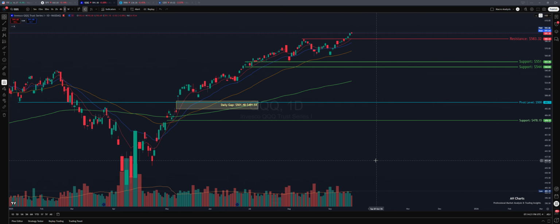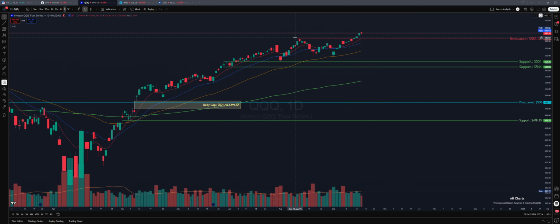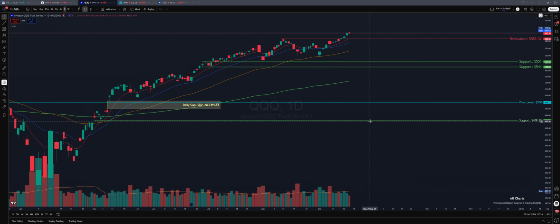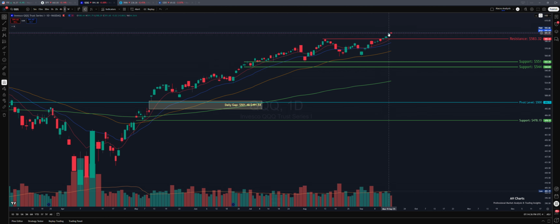On the daily for QQQ, we broke out to an all-time high. I think you're going to continue to see more highs on QQQ. So it's really bullish in terms of volume. Nothing bearish that I'm looking at here. I'm not seeing anything bearish. I still think you're going to see more upside.